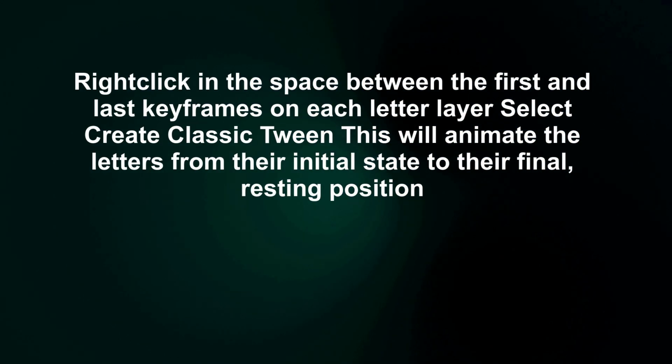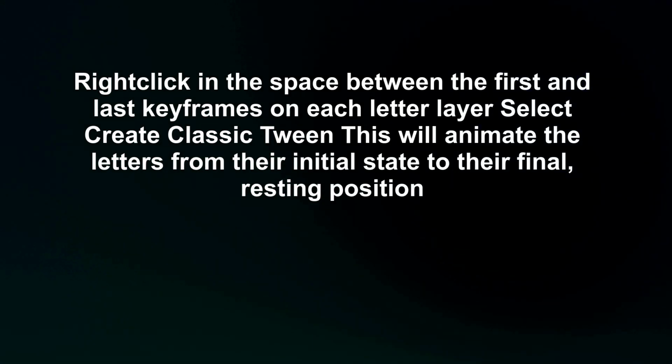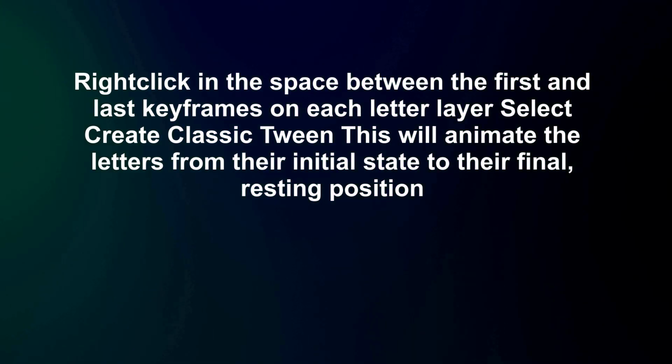Right-click in the space between the first and last keyframes on each letter layer. Select Create Classic Tween. This will animate the letters from their initial state to their final resting position.